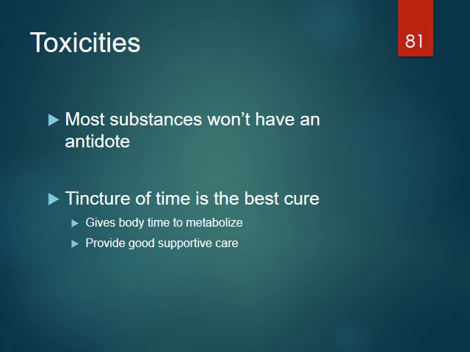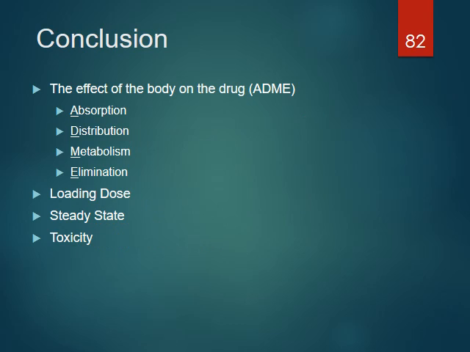But when we get to the tox stuff, we'll talk more about specific toxicities that we can address with antidotes, or in the case of normal adverse effects from different medications, we'll talk about things we can do to mitigate those. So things like opioid-induced constipation and whatnot, we'll talk about those. So again, in conclusion, we discussed the 4 major components of pharmacokinetics. We talked about loading doses, steady state levels, and toxicities.